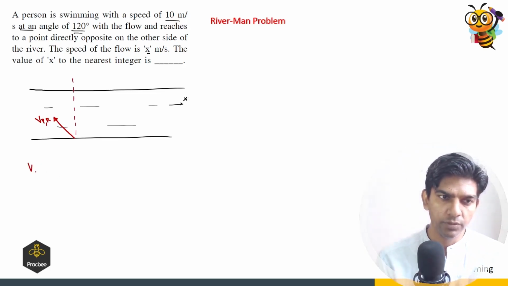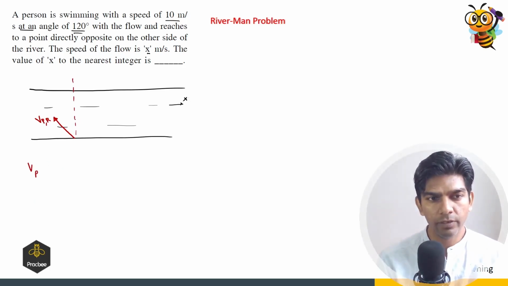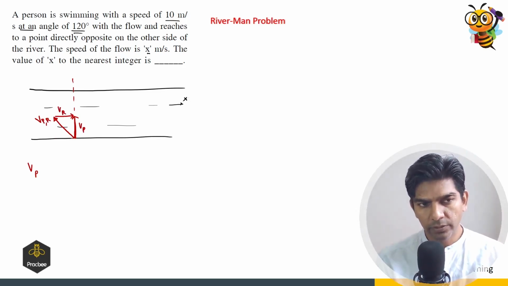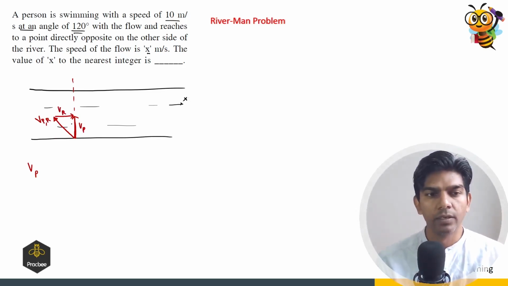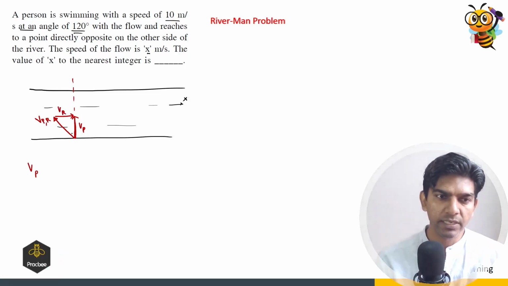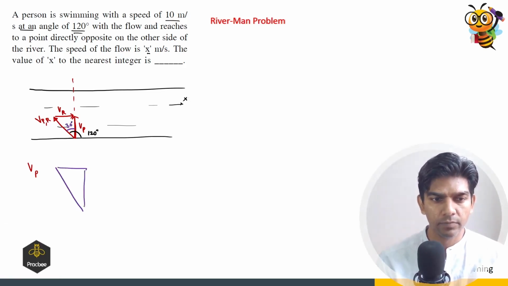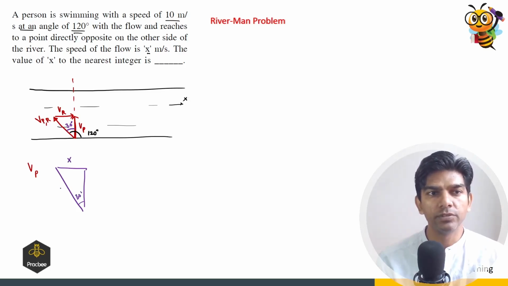So it means the velocity of the person in ground frame will be along this line. So that will be Vp in ground frame, and this will be Vr. This is the velocity of the river in ground frame. So the resultant of Vpr and Vr will be nothing but Vp. And this angle is given as 120 degrees, so this angle will be 30 degrees. Now we have a right angle triangle where this angle is 30. This is x, and the velocity of the person with respect to the river is given as 10, that is 10 meters per second.